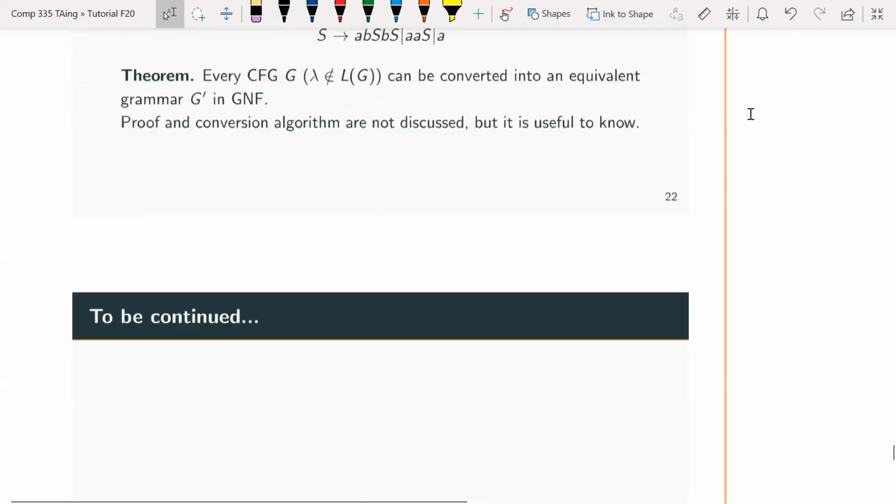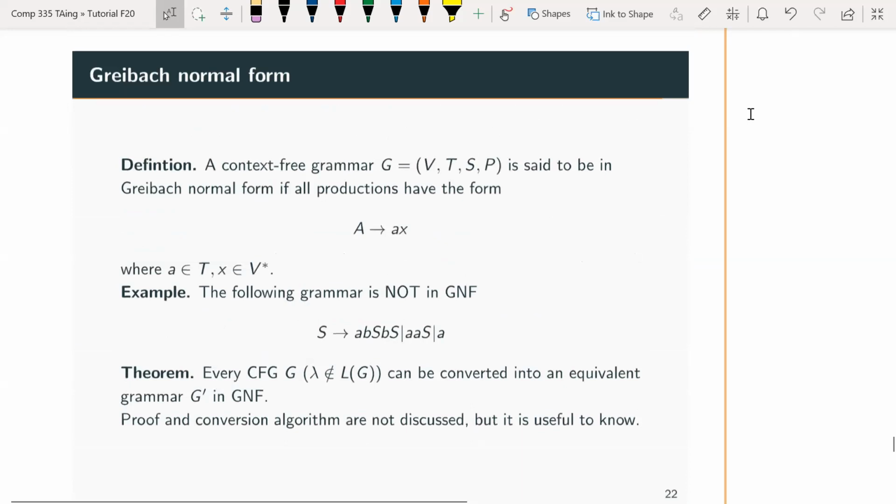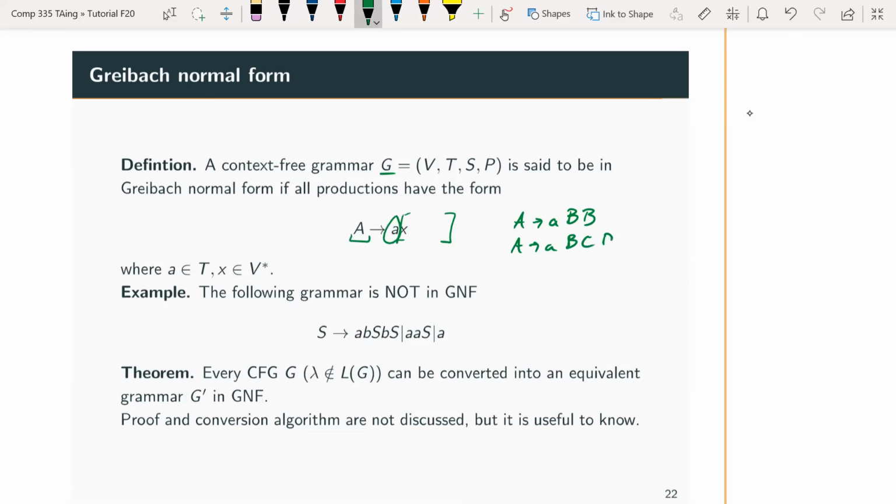The last normal form we're going to talk about quickly, because it's not really discussed in depth in the lecture either, is known as the Greibach normal form. A grammar in GNF, in Greibach normal form, is a grammar G where all of the production rules look like a variable on the left-hand side and then a single terminal plus 0 or more variables after the terminal. So for instance, I can have A gives me A BB, or A gives me A B C D, or just A gives me A. So these are all valid.